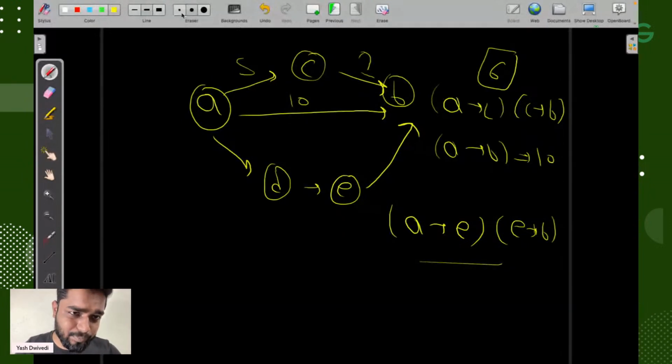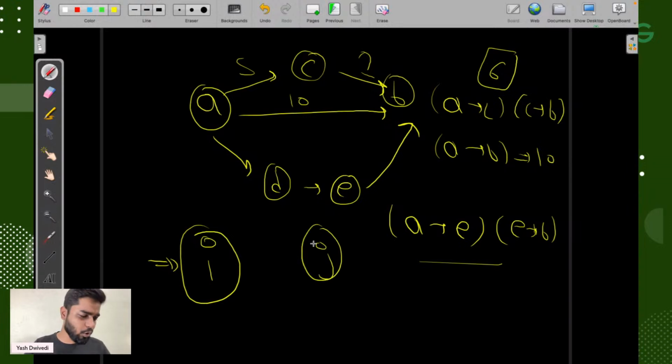So what we will basically try to do is, suppose we want to reach from a particular node I to J in the shortest distance. In that case, we can either directly go from I to J.